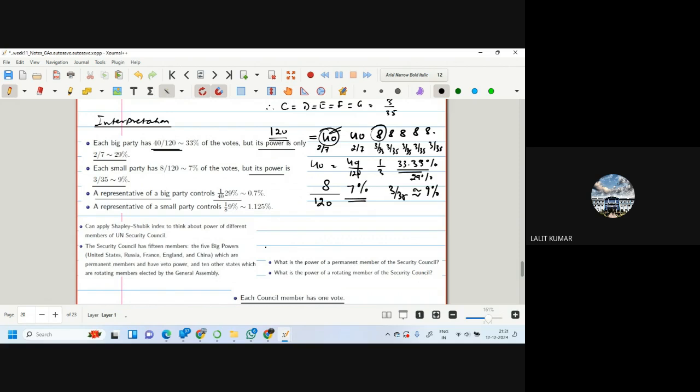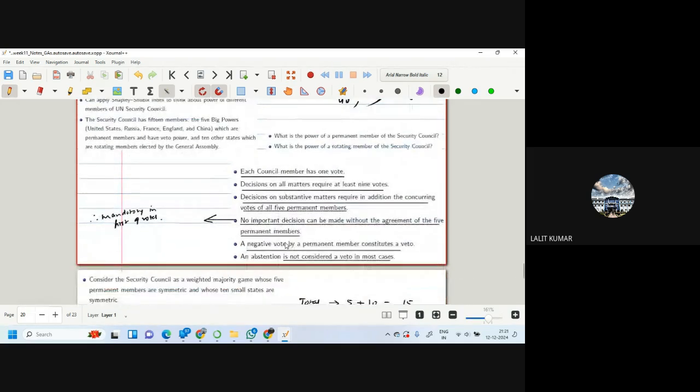And then we can find power per member also, for every member. So the power of every member here will be 29% divided by 40, and here the power will be 9% divided by 8. Okay, so this is the interpretation of this. Now the last part of this week was very similar.